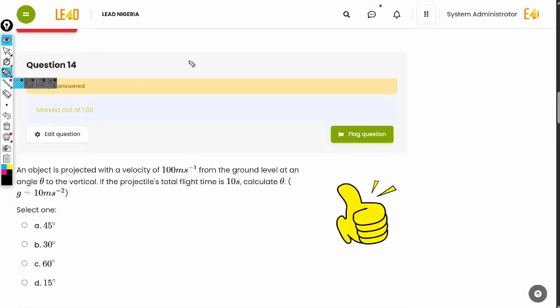Alright, question 14. An object is projected with a velocity of 100 meters per second from the ground at an angle theta to the vertical. If the projectile's total flight time is 10 seconds, calculate theta.